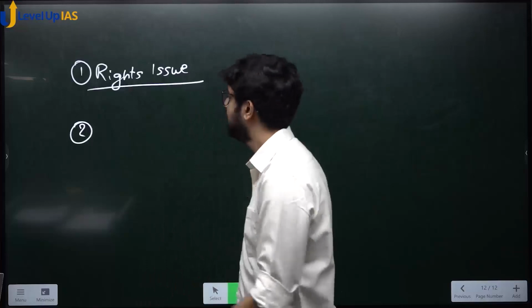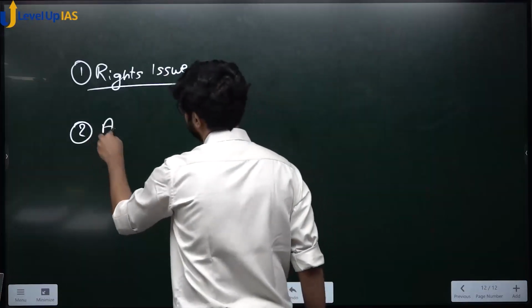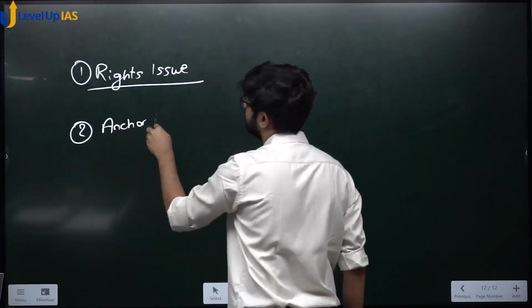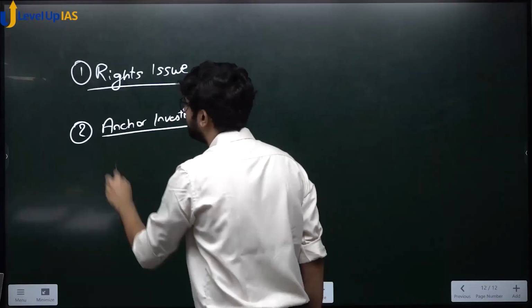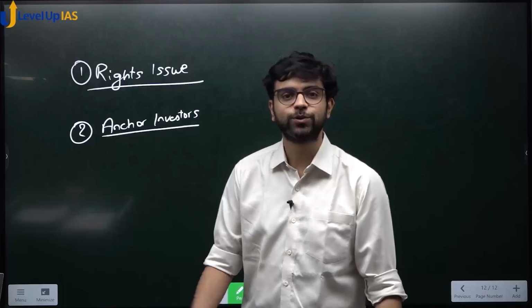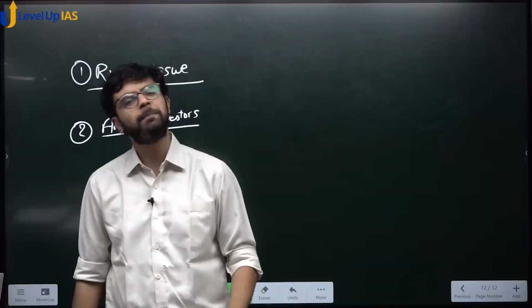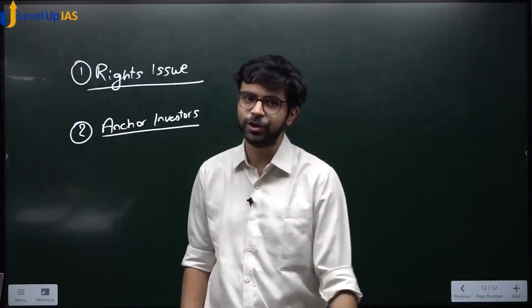So those are known as, I'll explain the word also. Those big investors are known as anchor investors. Why anchor investors? Because they anchor the issue. Anchor से खींचते हैं वो issue. They are big investors. That's it. That's the only thing you need to know.